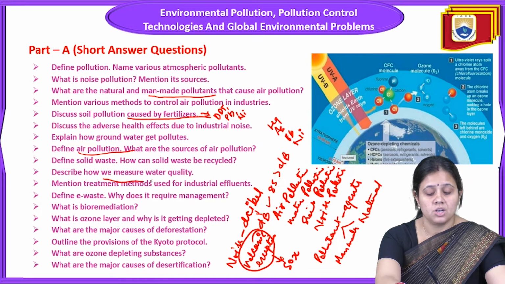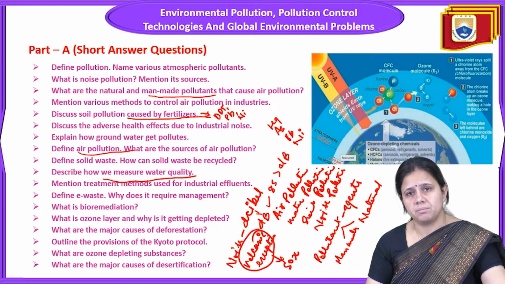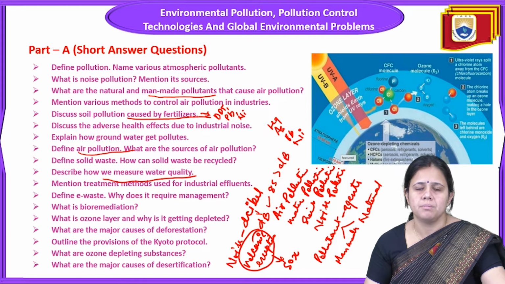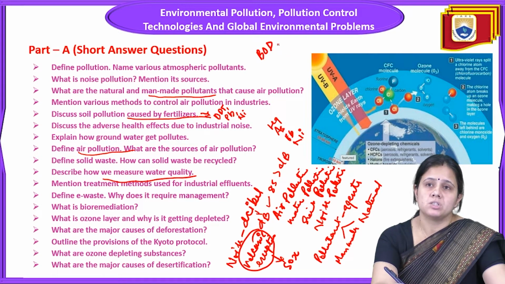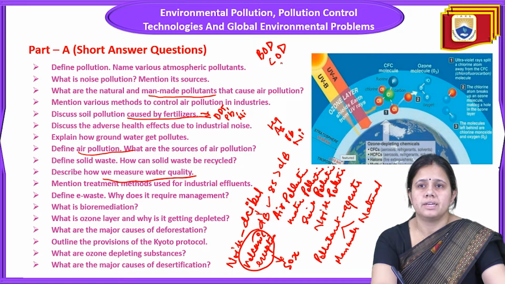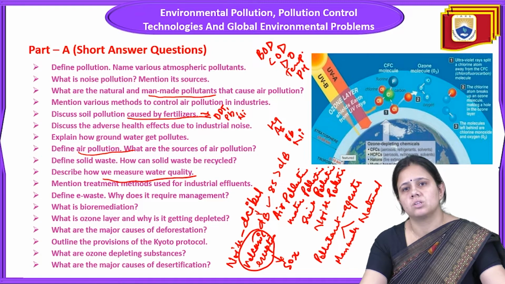Describe how we measure water quality. We measure water quality by some water parameters, and you have to recall all the parameters that make water fit for drinking purposes. So the first parameter is BOD, biological oxygen demand. Second is COD, chemical oxygen demand. Next is DO, dissolved oxygen, and temperature, pH. All these are the important factors that determine water quality.